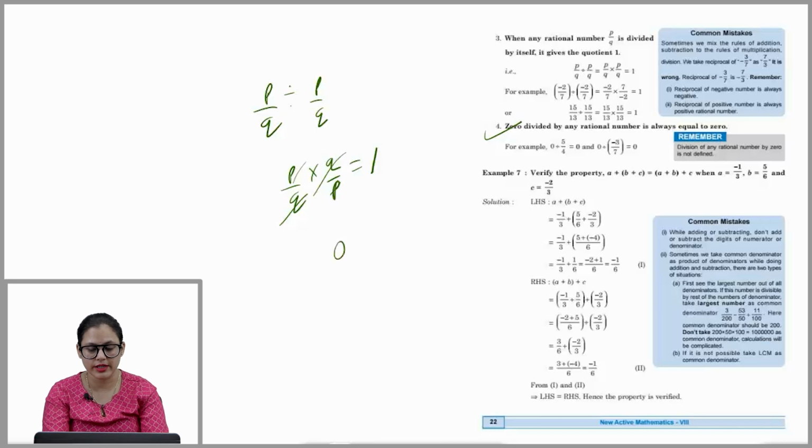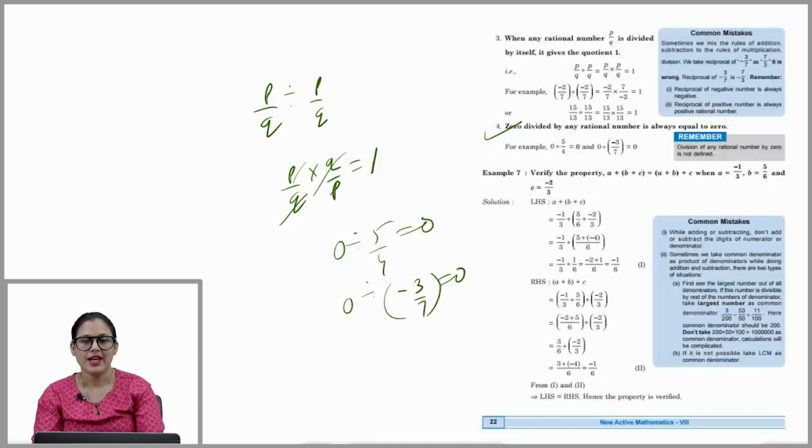For example, 0 divided by 5 by 4 is equal to 0. 0 divided by minus 3 by 7 is equal to 0. Remember, division of any rational number by 0 is not defined. We cannot divide any rational number by 0.